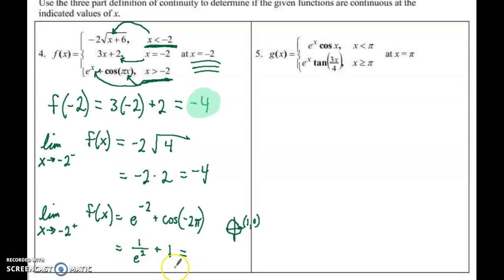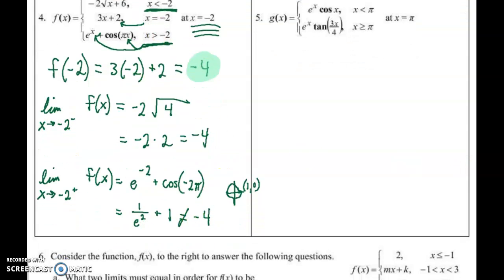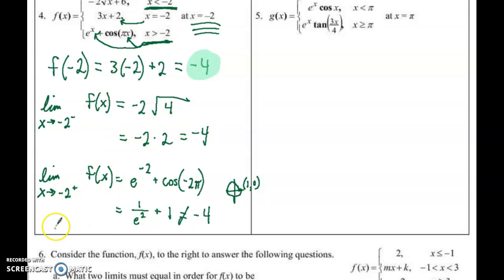I don't know what that value is, but it's definitely not a negative number, because an exponent will be a positive plus a positive. So this definitely does not equal -4. So I can stop right there because the limit does not exist. So this is definitely discontinuous at x equals -2. It might be continuous elsewhere, but it is discontinuous at x equals -2. No reason to look at a graph of that one.